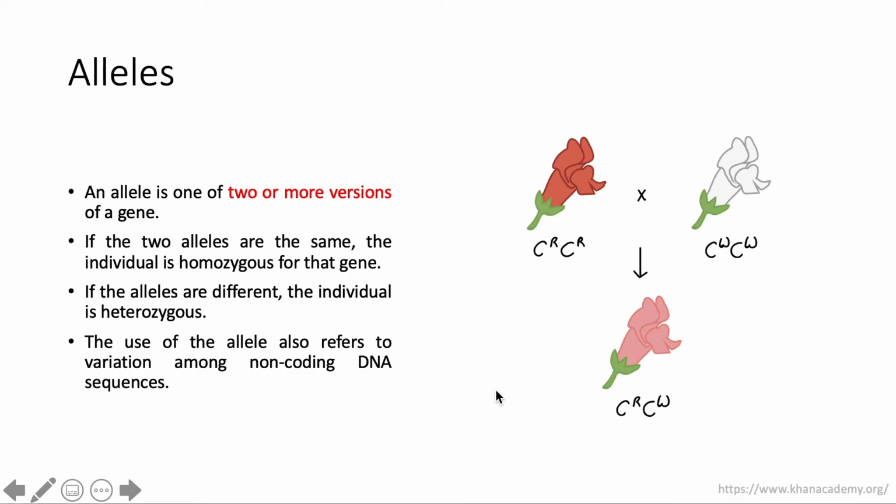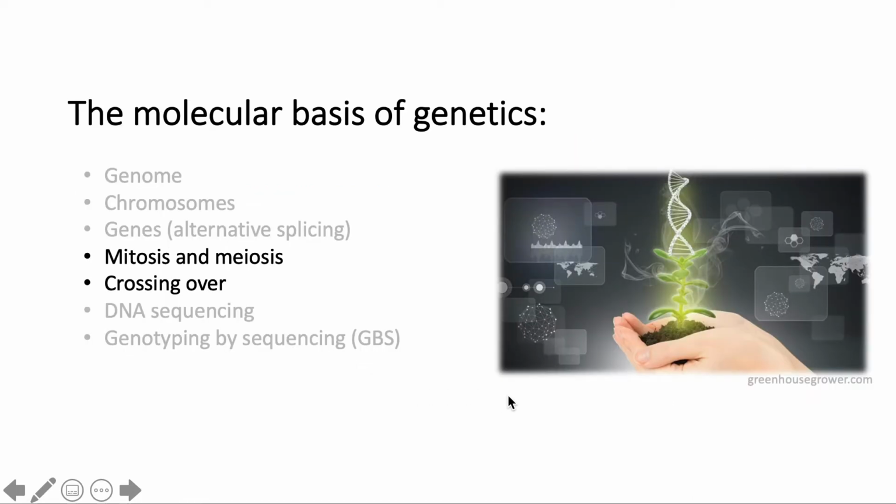Although we talk about alleles when we're talking about coding regions or genes, in non-coding DNA we can use the same term of alleles if there are some differences in the sequence. So now that we talked a little bit about the genome, chromosomes, and genes, I want to talk about mitosis and meiosis and crossing over because they are really important in breeding programs.